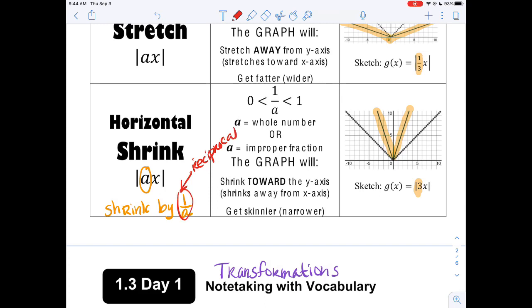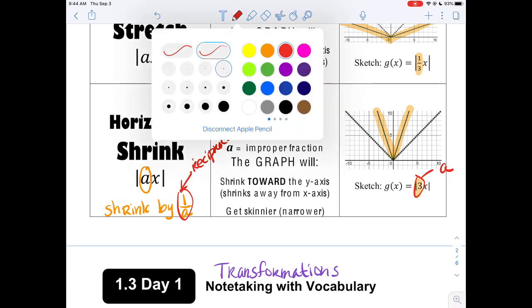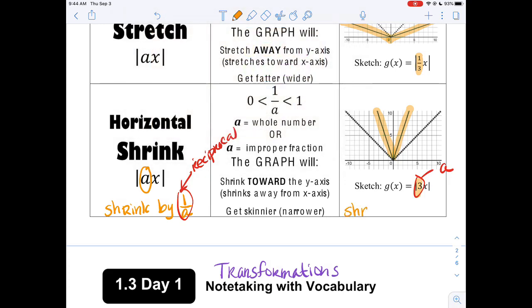1 over A. So if we wanted to state what was happening here in this particular graph of absolute value of 3x, remember that the 3 is our A, but our actual shrink is a shrink by the reciprocal, by 1/3. So whatever you see in the equation and the actual thing that's happening is a reciprocal. This is 1 over A. It's a shrink by 1/3 when you see a 3.